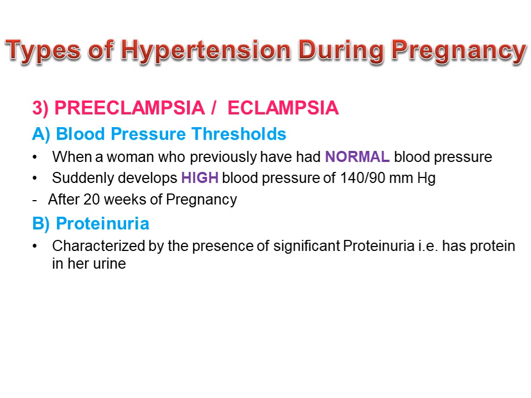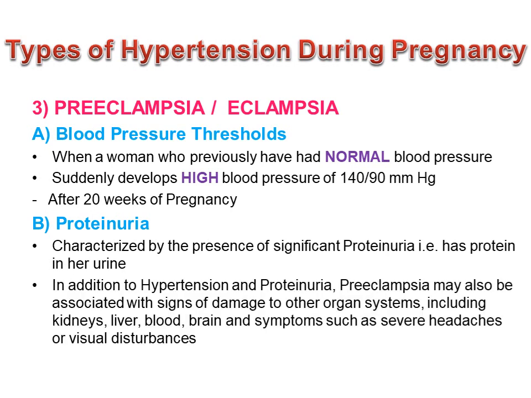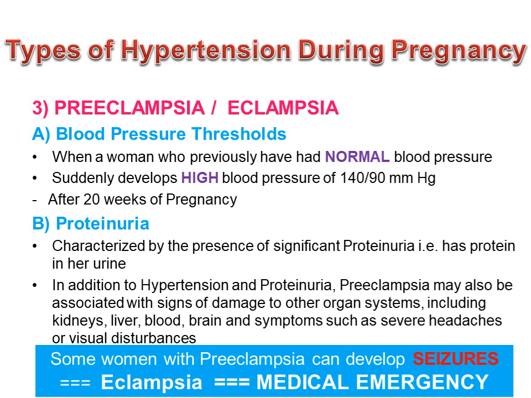Preeclampsia is characterized by the presence of significant proteinuria, that is, has protein in her urine. In addition to hypertension and proteinuria, preeclampsia may also be associated with signs of damage to other organ systems, including the kidneys, liver, blood, brain, and symptoms such as severe headaches or visual disturbances. Some women with preeclampsia can develop seizures. This is called as eclampsia. Eclampsia is a medical emergency.